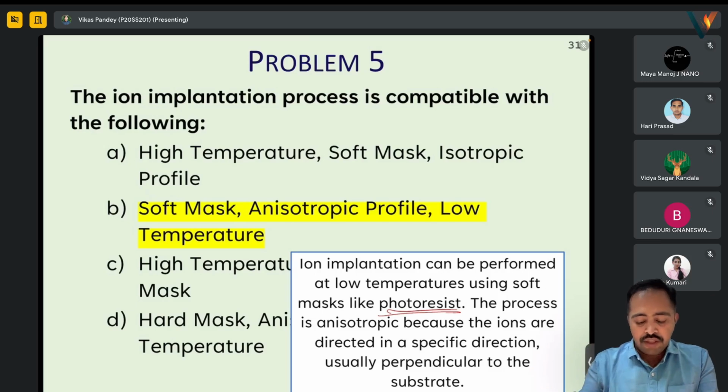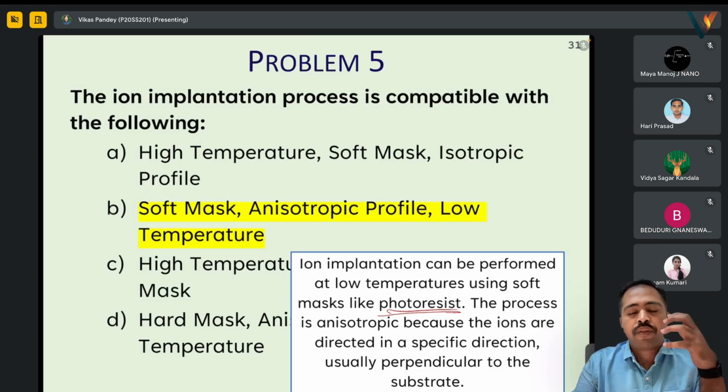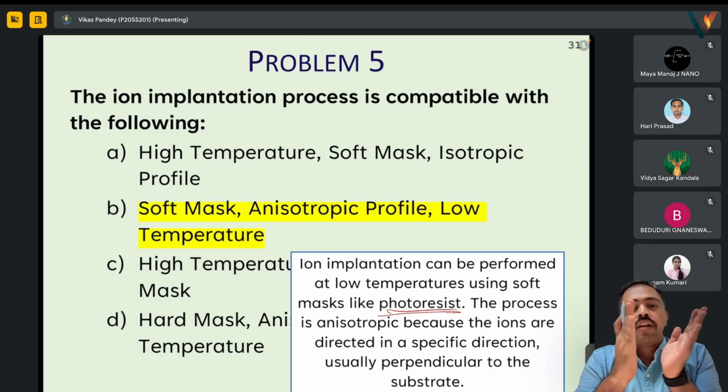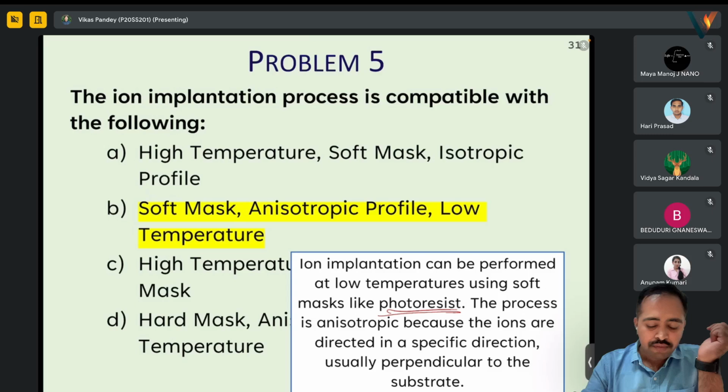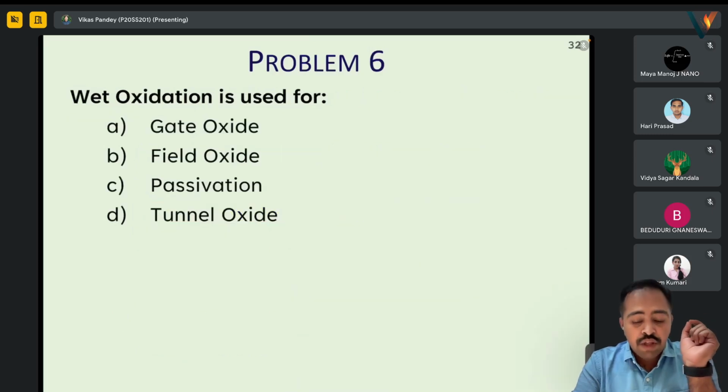Then we have anisotropic profile because here it is not like diffusion. We can make one directional profiles. Okay. Next is wet oxidation is used for gate oxide, field oxide, passivation, tunnel oxide.